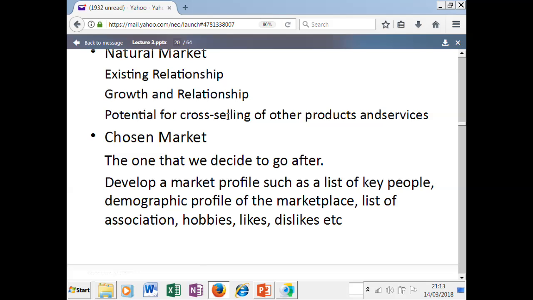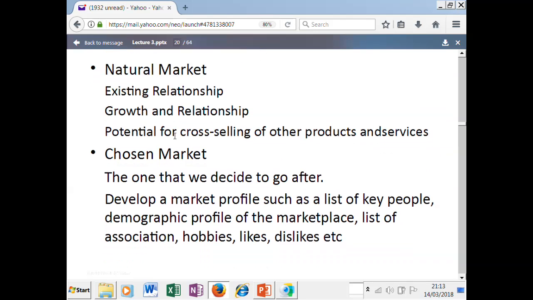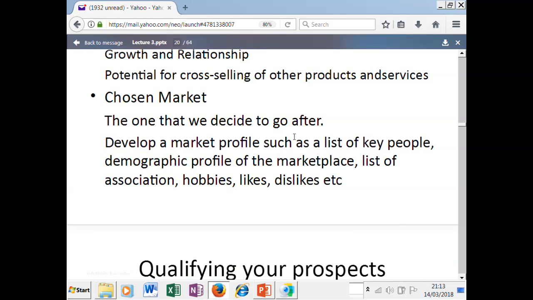Okay, this is the natural market. Chosen market is the one that we decide to go after. Develop a market profile such as a list of key people, demographic profile of the marketplace, list of associations, hobbies, likes, dislikes, etc. This is actually you targeting a certain type of people, because you don't want to target everybody.